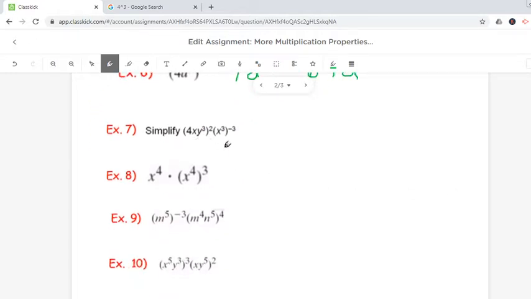Simplify. So we have an exponent outside of the parentheses and another exponent outside of the parentheses. So we'll start with this one. So we have 4 squared, that's 16, then x squared, and then 3 times 2, 6.